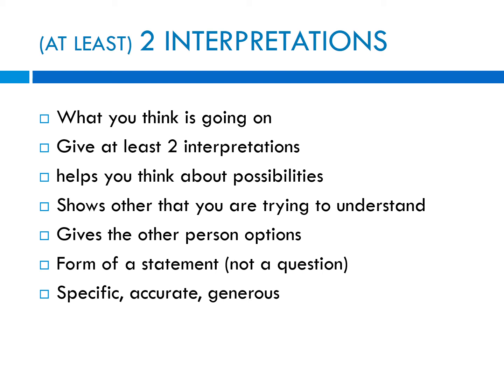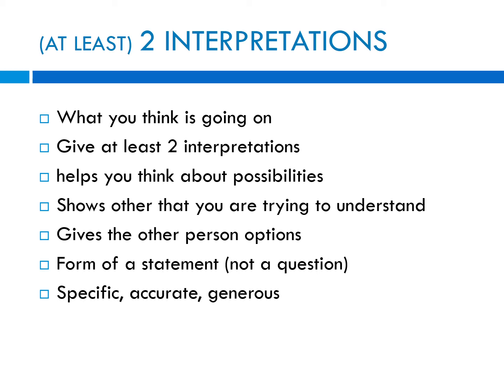Accurate means it really should be about what you think is going on, not about something else. For example, if your partner didn't want to talk to you when he came home last night and you wanted to do a perception check, you might say, "When you came home, I noticed you didn't say hello and you just went into the other room." That would be an okay description of behavior.